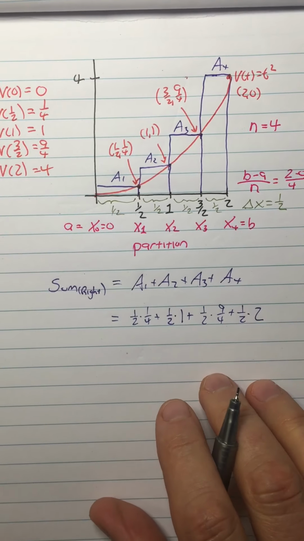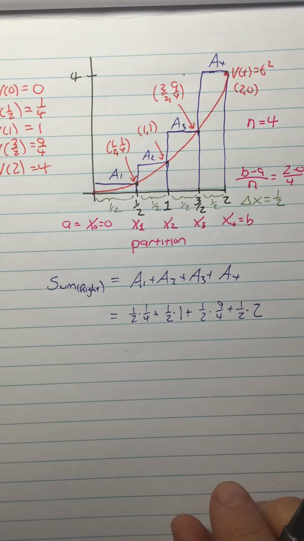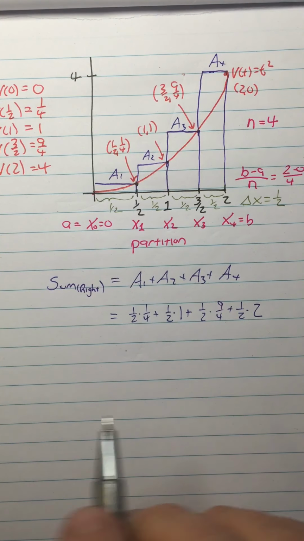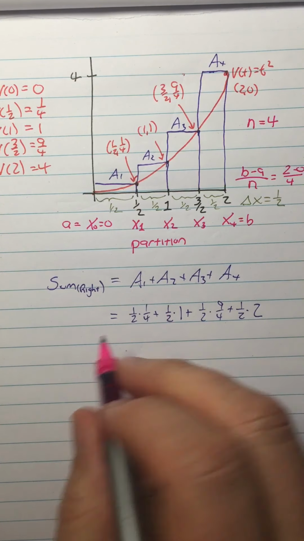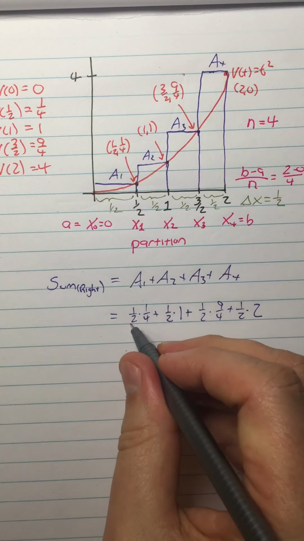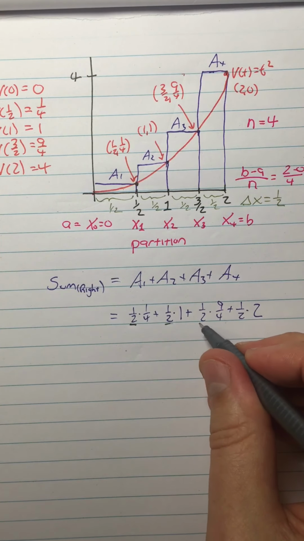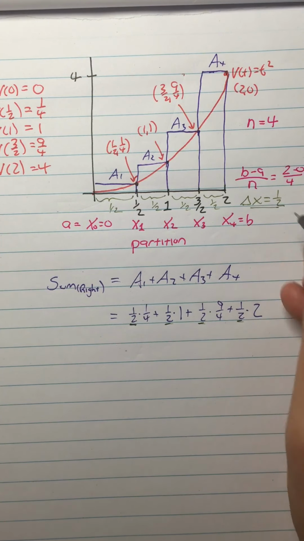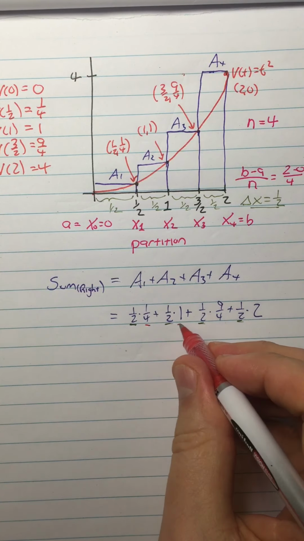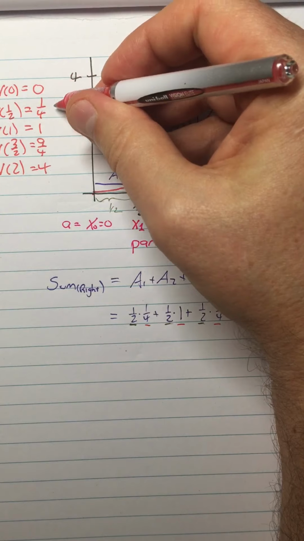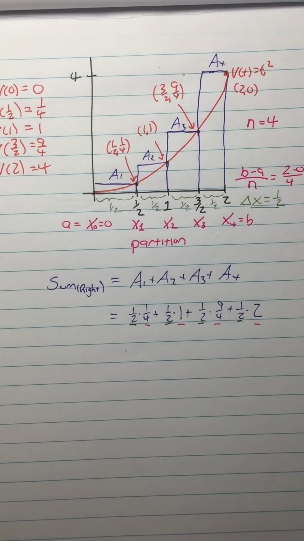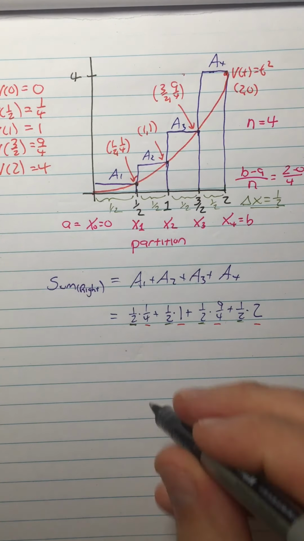Now, as we're doing this, of course, we want to be looking for patterns that we can take advantage of over time. We're going to notice, for example, that the first factor of each term is 1/2, and it's the delta x, all right? And then the second factor of each term is the various values for y. All right, that's how we're going to get this work a little more organized.